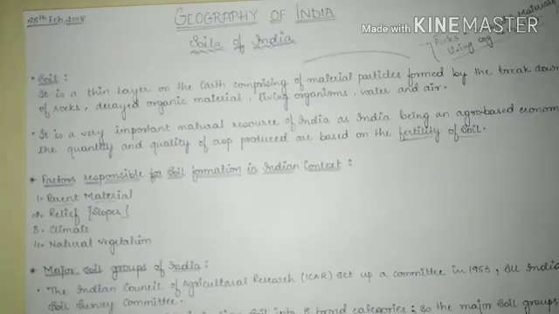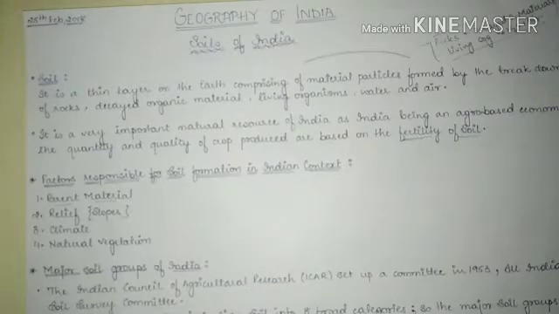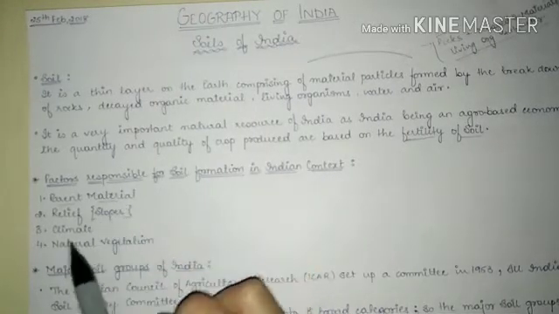Now, we have six classes of parent rock material in the Indian context. First is ancient crystalline and metamorphic rock. Second is Cuddapah or Vindhyan rock. Then we have Gondwana rock. Then we have Deccan basalt. Then we have tertiary and Mesozoic sedimentary rock. And lastly, we have recent and subrecent rocks. So these were the parent material.